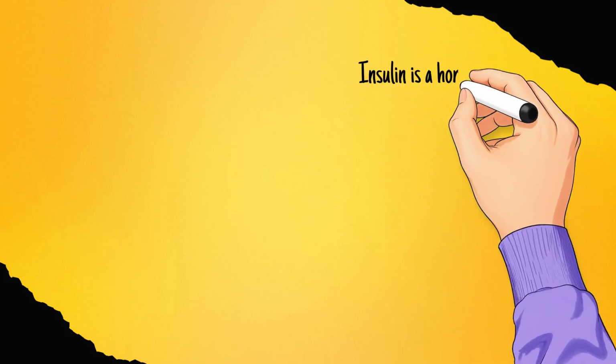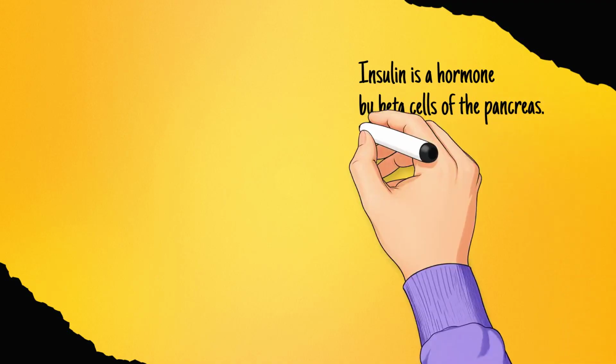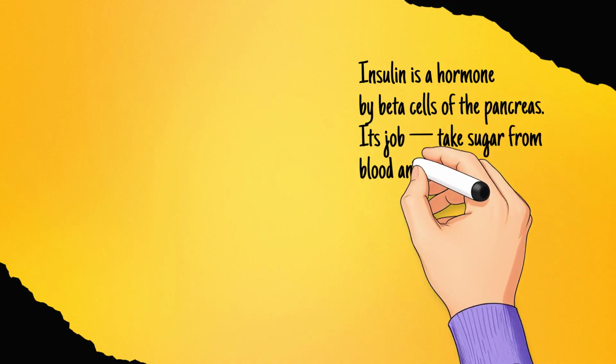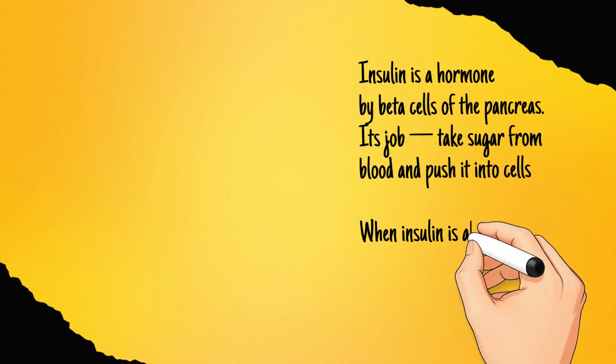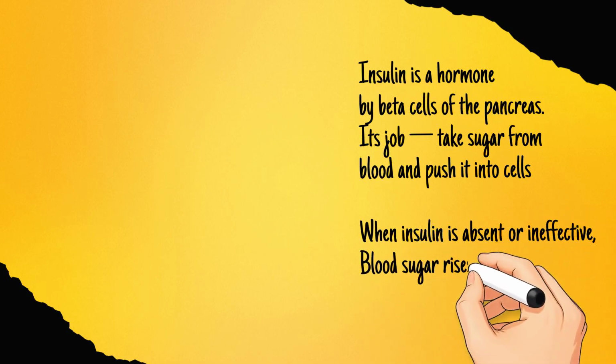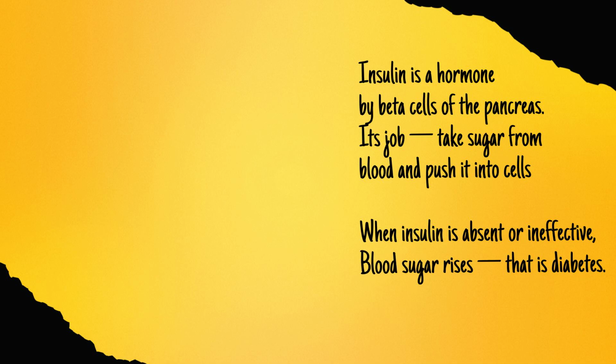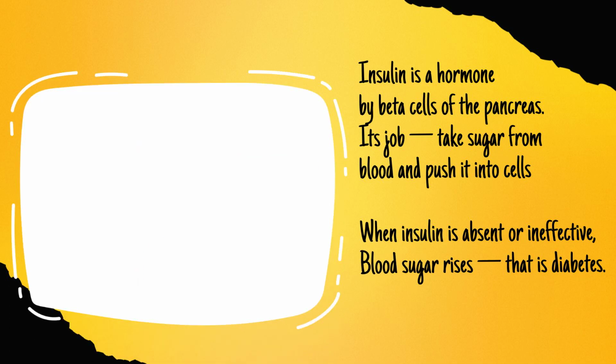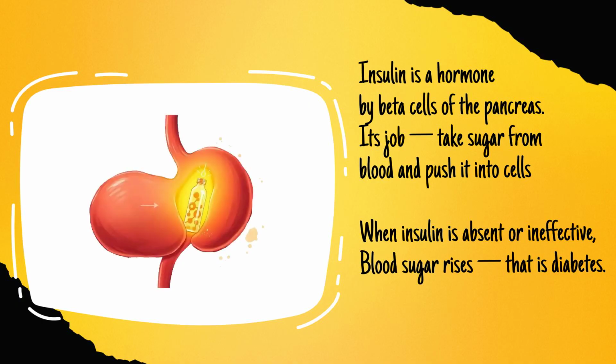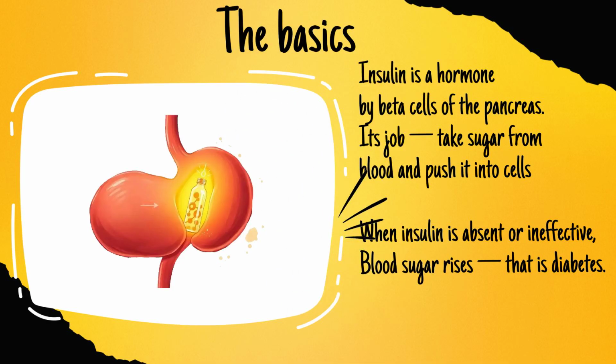Insulin is a hormone produced by the beta cells of pancreas. Its job is very simple. It takes sugar from the blood and pushes it into the cells for use as energy. When insulin is absent or there is a receptor level resistance to the action of insulin, the sugar cannot be pushed into the cells, resulting in the rise of blood sugar. This leads to the condition called diabetes.